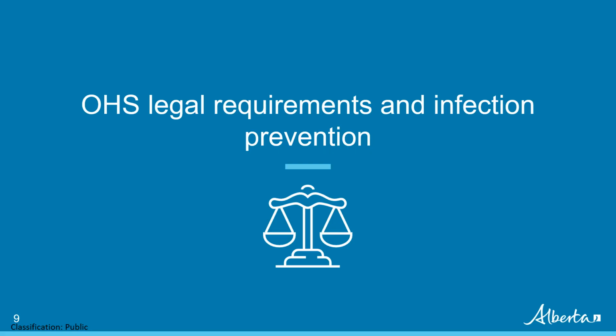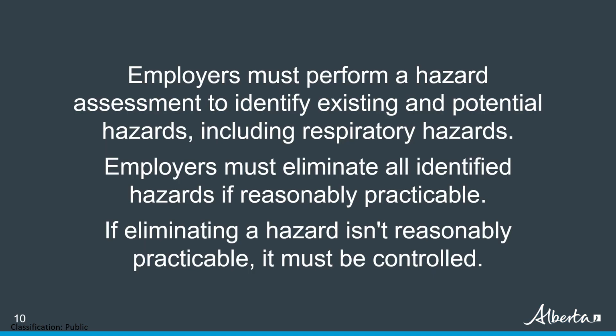Alberta's occupational health and safety laws include a number of provisions intended to protect against workplace hazards, including respiratory viruses. Let's have a look at some of these now. Employers must perform a hazard assessment to identify existing and potential hazards, including respiratory viruses, at a work site. Employers must also eliminate all identified hazards if reasonably practicable. If elimination of a hazard isn't reasonably practicable, it must be controlled.